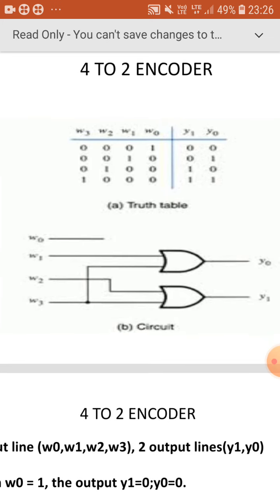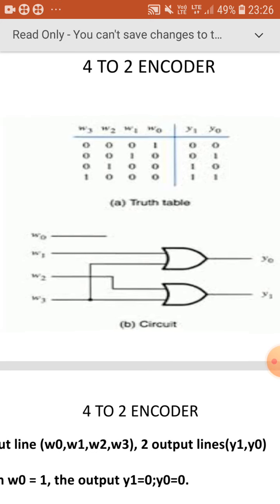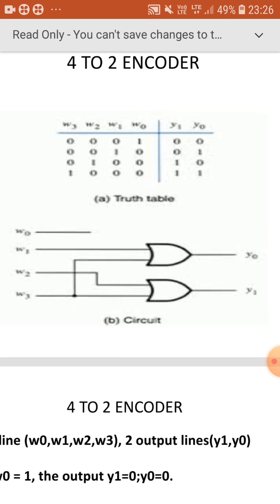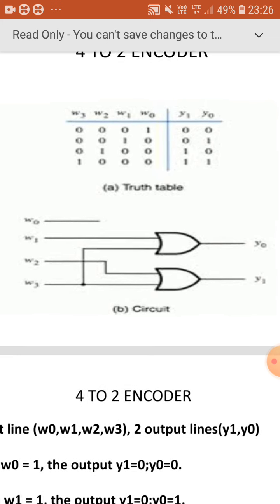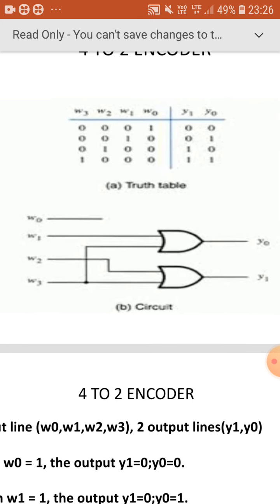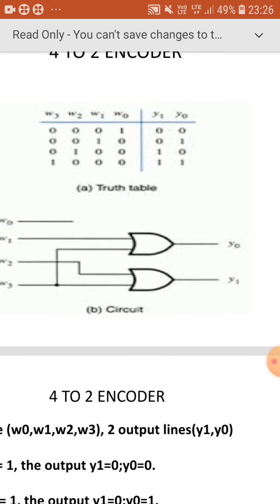So W3 is connected to the first OR gate. So you will get Y0 is equal to 1. Okay. So in the last case, W3 is equal to 1. The remaining inputs are 0. W3 is connected to the first OR gate only. So you will get Y0 is equal to 1.